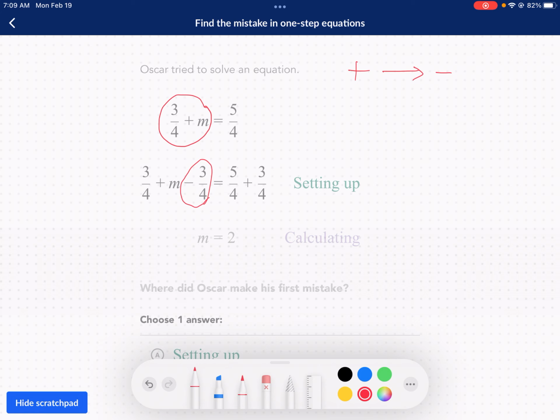You may notice something here. Check this out. We're supposed to be subtracting 3/4 from both sides, and on this right side, we're adding it. And that is a no-go. You can't do that. You can't subtract from one side, which Oscar should have done, because that will cancel out the 3/4, leaving just m. But on the right side, we need to subtract also.